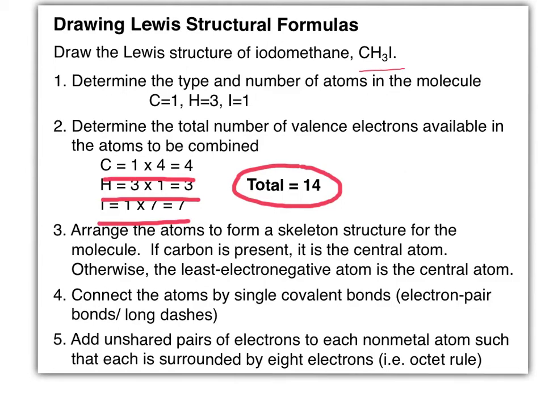Okay, so I'm going to switch to a blank slide and begin to draw an example of iodomethane. Okay, so remember, we're trying to draw iodomethane. And we knew that in iodomethane there are going to be 4 electrons from carbon, 3 electrons from hydrogen, and 7 electrons for iodine. So a grand total of 14 electrons will have to be placed in our diagram.